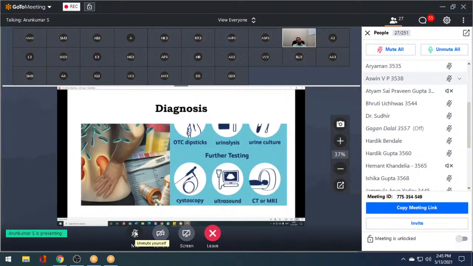Apart from this, the only other means of diagnosing a UTI would be using dipsticks, over-the-counter dipsticks, which are available in almost all OPDs and clinics or in the ward directly. A complete urine analysis can be done. And in some cases, you may have to visualize the tract by means of an ultrasound or a CT. Or you may even have to use a cystoscopy, wherein you place a tube through the urethra and see the bladder. That is why it is called a cystoscopy. It may be required in severe cases. So these are the methods by which we diagnose a UTI.